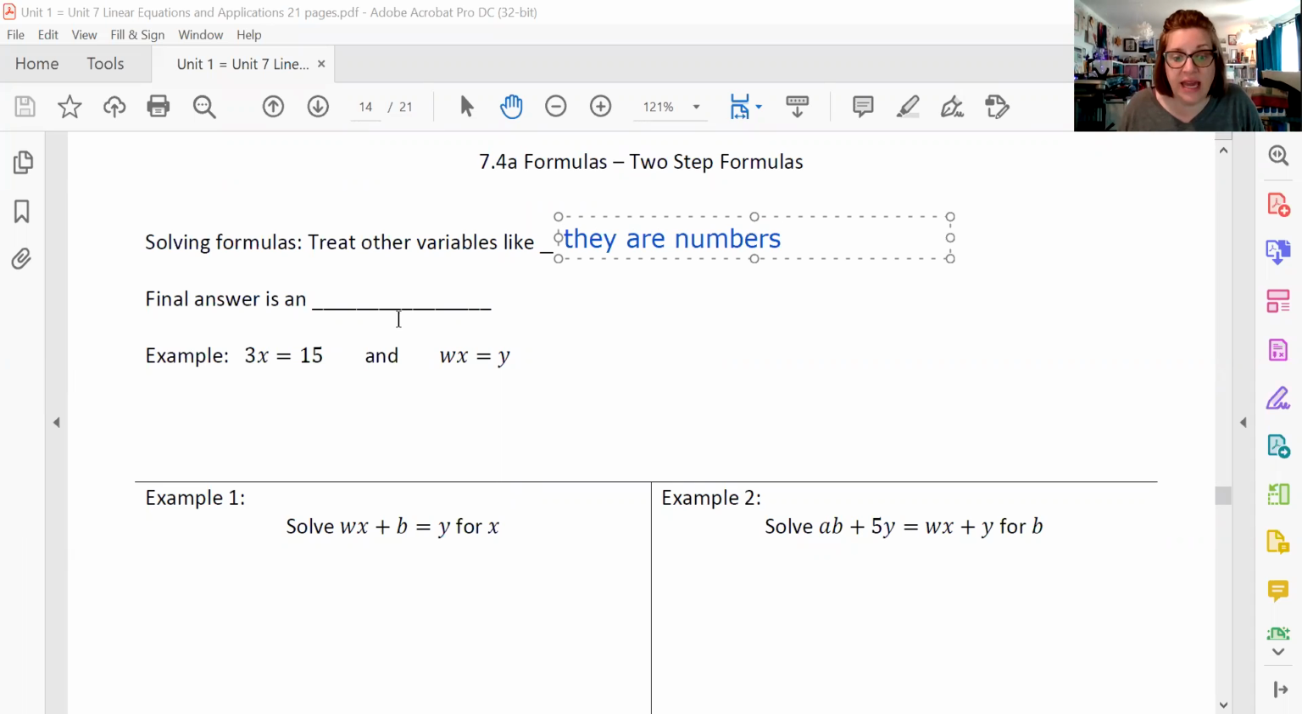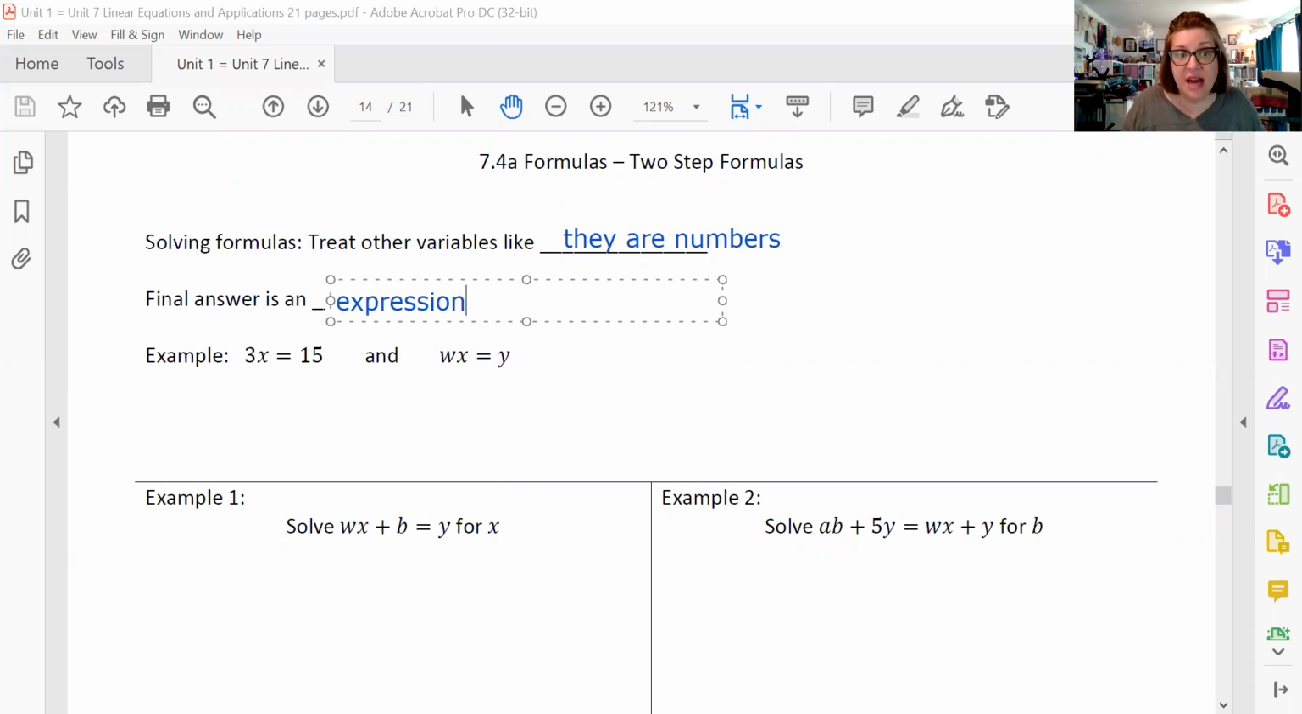We just have to treat those variables like they are numbers. And so our final answer is probably going to be an expression. It's not going to be nice and neat. It's not going to be something that reduces down to like x equals 4 or something like that. It is going to be messier, but it's okay, because really what we're doing is just moving stuff around. Let's look at a couple of examples here, because like I say, you have all this information, it's just looking at it a little bit differently.